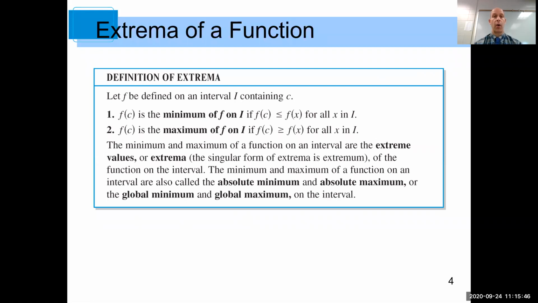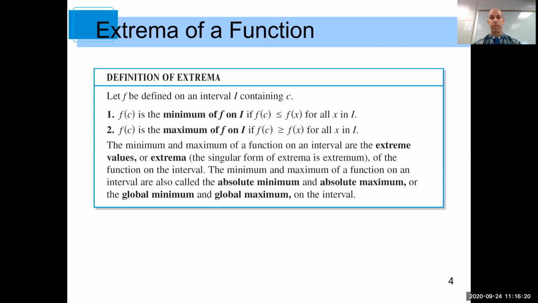So first, let's talk about the definition of an extremum. Extrema sounds like a really fancy word, and it just means extreme. Let f be defined on the interval I containing c. f of c is called the minimum of f on the interval I if f of c is less than or equal to all of the f of x's on that interval, which kind of makes sense. If it's less than or equal to all of the other values of that function, then that's called a minimum.